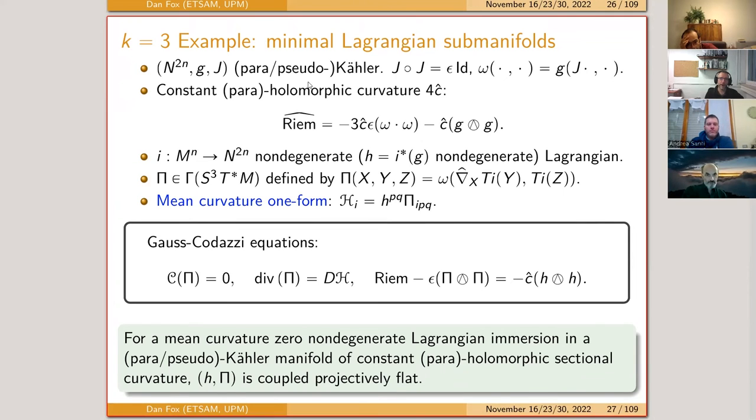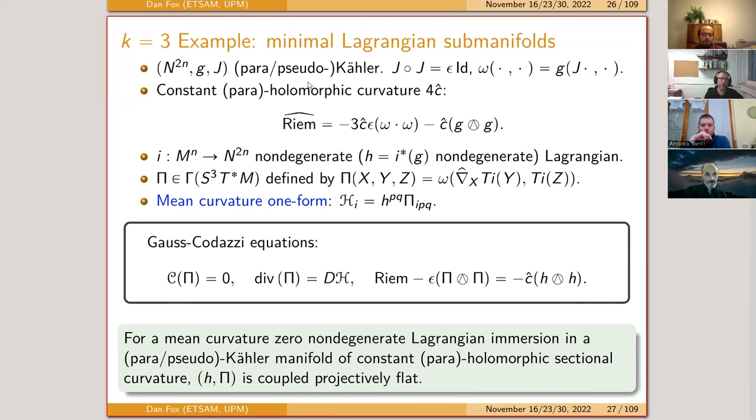In the Kähler case, it's minus, in the para-Kähler case, it's plus. Omega is the Kähler form. Non-degeneracy means that the induced metric is non-degenerate. I have a Lagrangian submanifold, and the second fundamental form is really twisted. I'm pairing it using the Kähler form, and I get out a symmetric three-tensor.